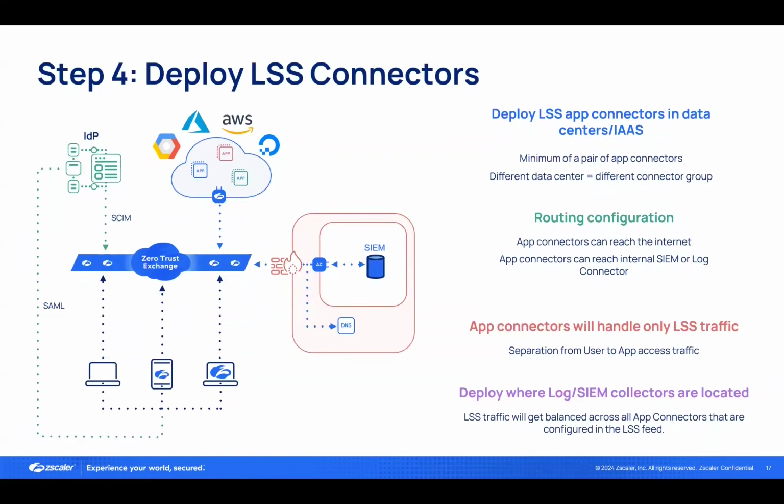Next, you'll want to deploy LSS connectors. These work like app connectors, but are required in order to aggregate and forward logs to your SIEM. Like regular app connectors, these should be deployed as a pair, and these will need to be able to reach the internet, as well as being able to reach your internal SIEM or log collector. Here you'll want to make sure that you deploy your LSS connectors close to your SIEM or log collectors. LSS traffic will get balanced across all connectors configured in the LSS feed.